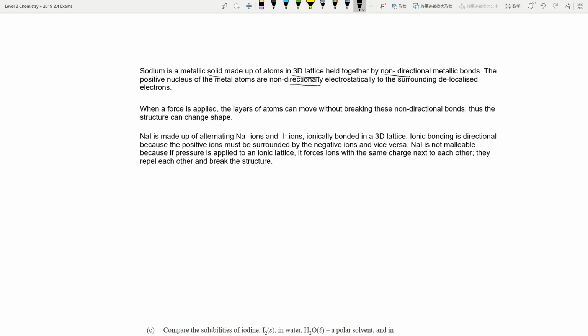It's non-directionally electrostatically attracted to the delocalized electrons. When a force is applied, they can move without breaking, therefore they can change shape. Whereas the NaI, the sodium iodide, is not malleable because it's directional bonding, and that forces the ions with the same charge to be next to each other, hence repelling.